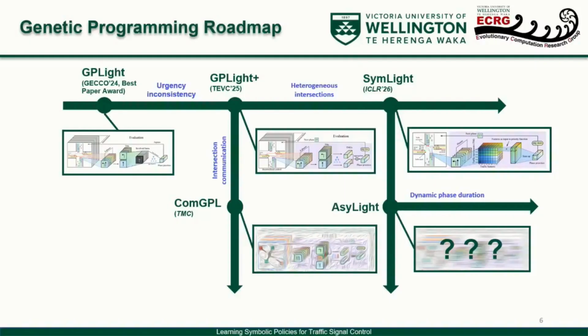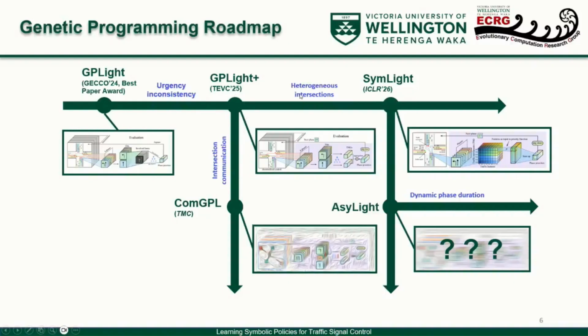As a result, whichever phase, which means the combination of the green lights, no matter which order of the green lights is put into the model as input, GP Light Plus will always produce the same output. And this was published in Transactions on Evolutionary Computation this year.